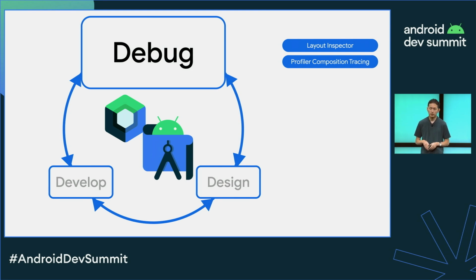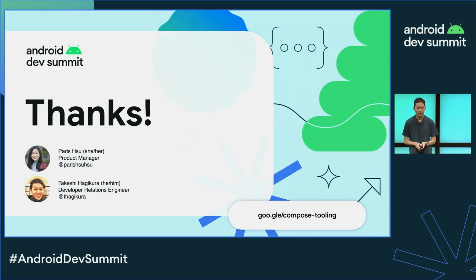We know that UI development is iterative and often happens in parallel. So you can use those tools interchangeably in the three workflows. After this talk, now you are ready to leverage these tools to build a beautiful, performant, and adaptive Compose UI. Check out the Compose tooling doc to learn more.